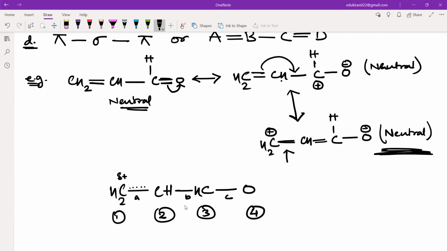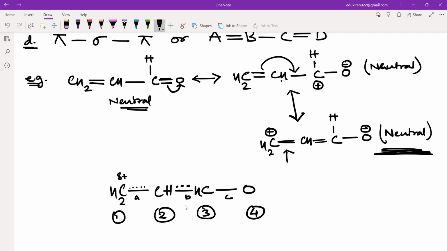So partial double bond. What about this B? Single, double, or partial double? Partial double bond. Why? It has a double bond in which structure? Tell me. The first, second, or third resonating structure? It has a double bond in the third resonating structure. Okay. And what about this carbon atom? Any charges? Delta positive, delta negative?